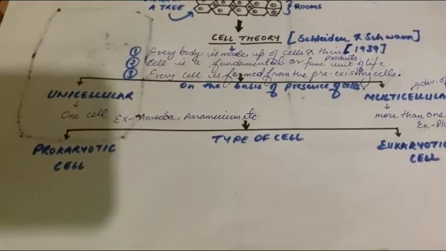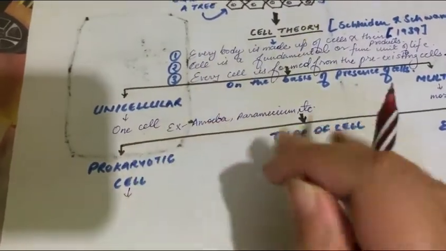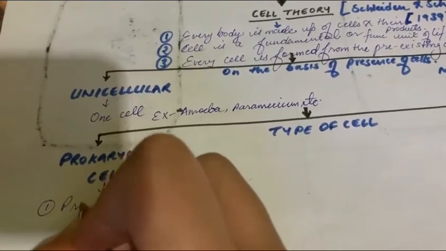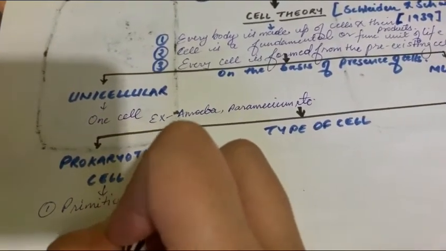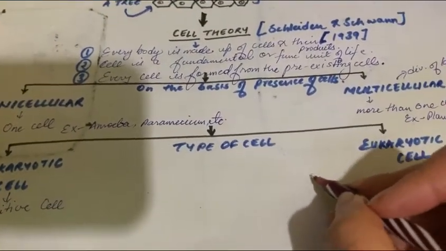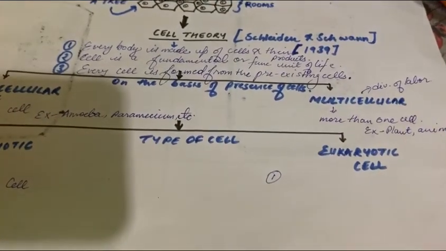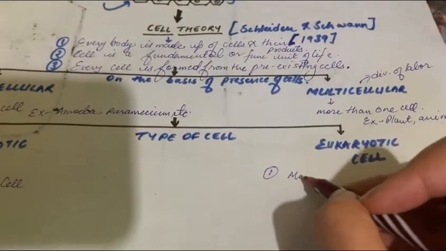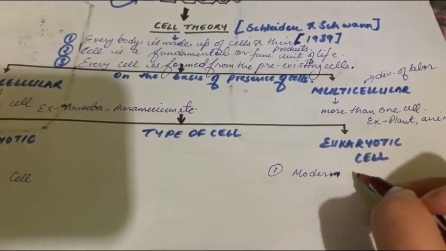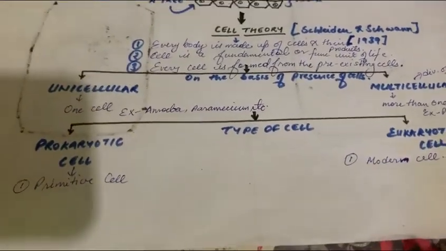Okay, so what are prokaryotic and eukaryotic cells? If I say prokaryotic cell, then it is a primitive cell. Remember, all of you, that a primitive cell means present at the very beginning when life came into existence on earth. Whereas a eukaryotic cell is a modern cell. Which modern cell? The cell which came into existence after the period of evolution.